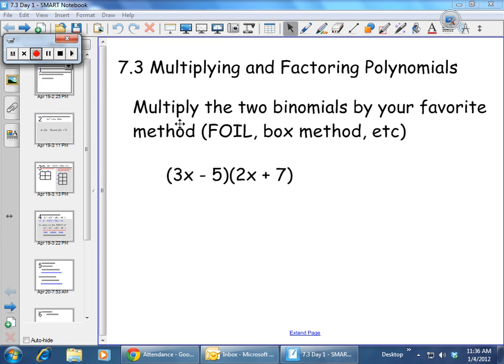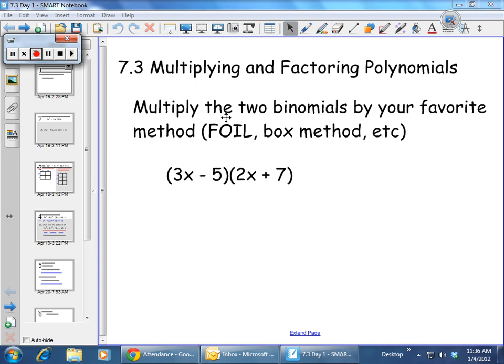Okay, today we're going to talk about multiplying and factoring polynomials. So, Chapter 7, Section 3 is actually pretty intense in terms of the amount of material that gets covered in 7.3. So, we'll spend 3 days on this. The first day is fairly straightforward. It's a lot of stuff you've seen and then some new stuff.